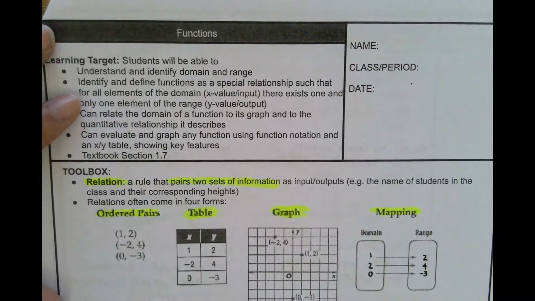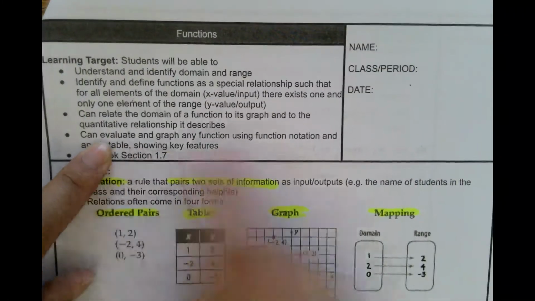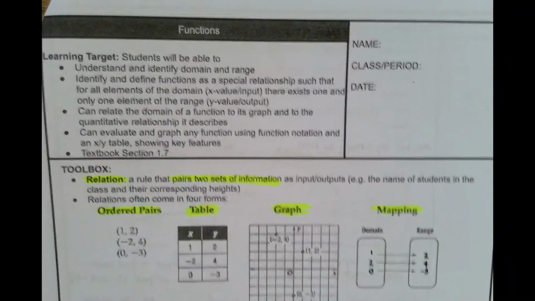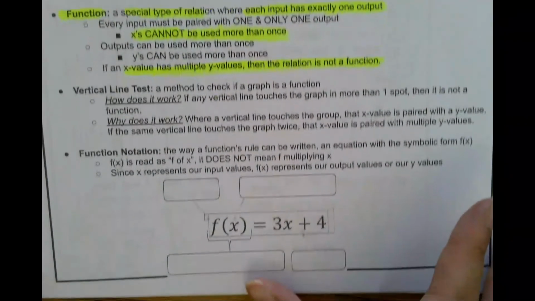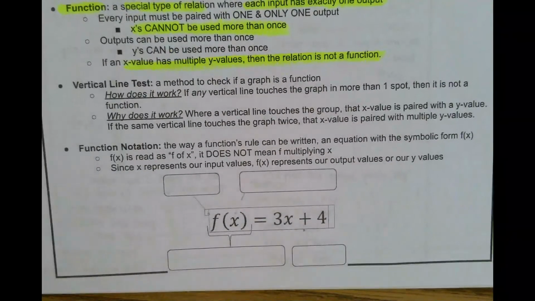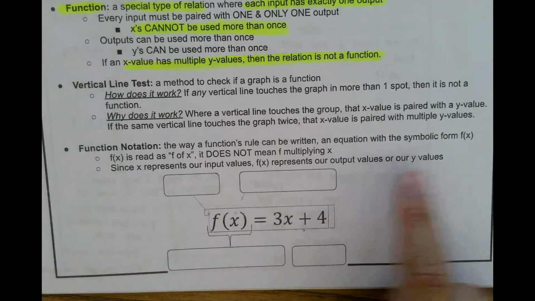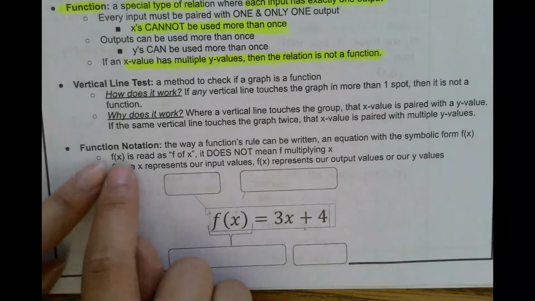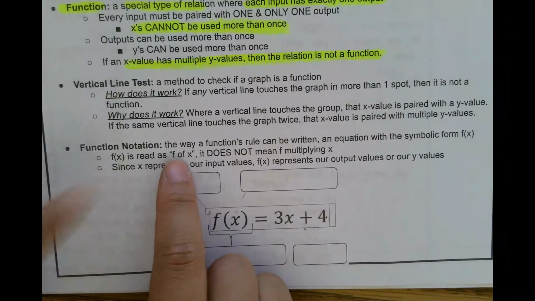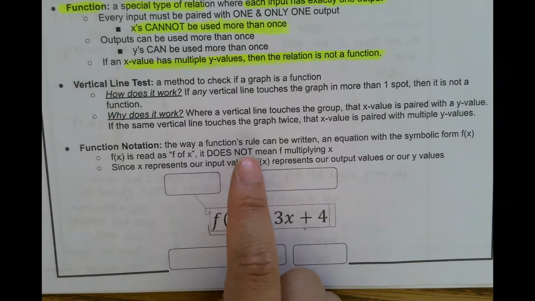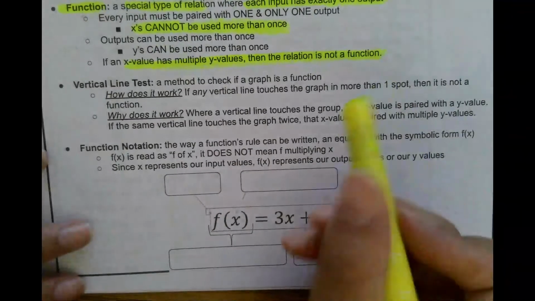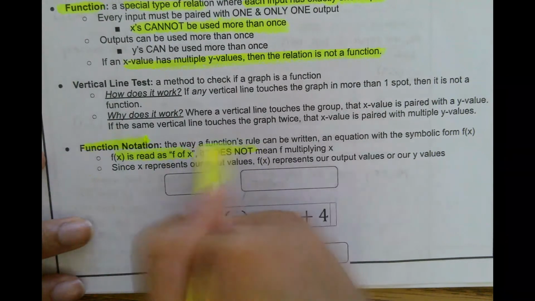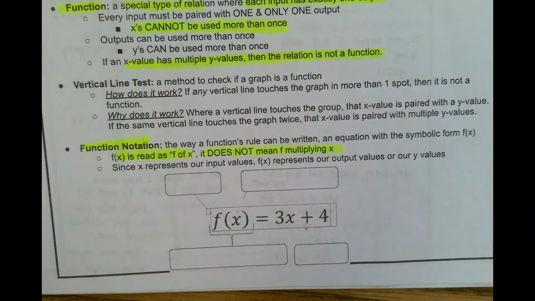Hi guys, so today we are going to evaluate functions using function notation and XY tables. So what is function notation? Function notation is the way a function's rule can be written. It's an equation with the symbolic form f of x. This is read as f of x. Very important, it does not mean that f is multiplying x.